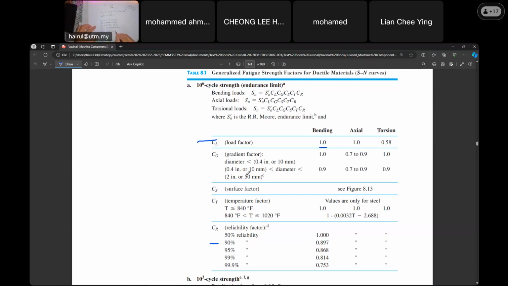Reliability factor is for CR. So you take all these factors and multiply by 0.5 SUT. That will be your SN value, your endurance limit. Then you put the endurance limit in and calculate your sigma equivalent. That will be your safety factor for your fatigue analysis. That's all for fatigue analysis.